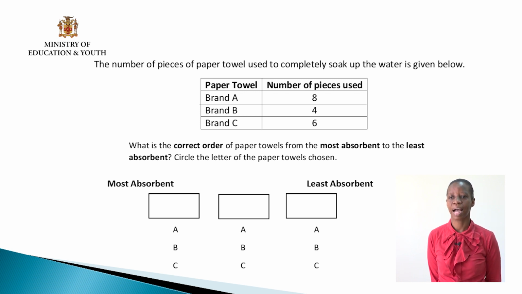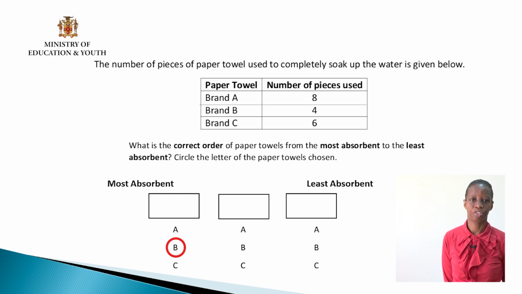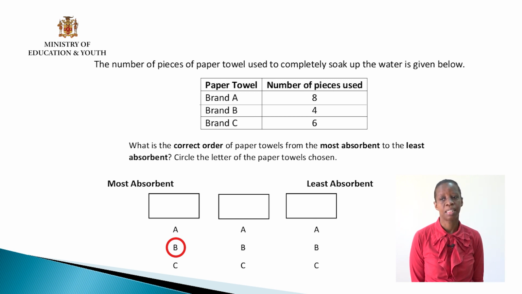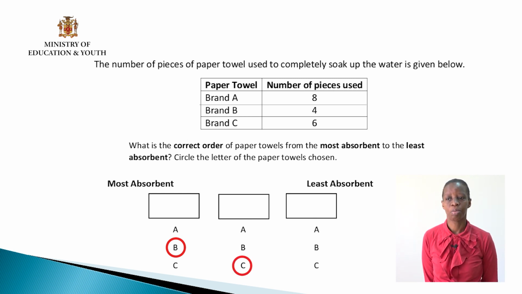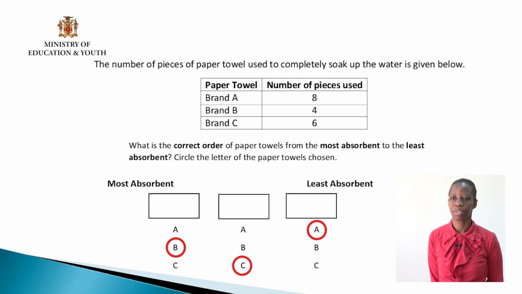All right, so let's see our answers. So our options should have been B is the most absorbent because it only required 4 pieces. C would be next. And A, of course, would be the least absorbent. Okay? Yes, I hope you have gotten that answer.